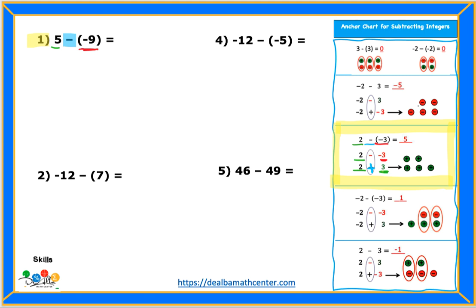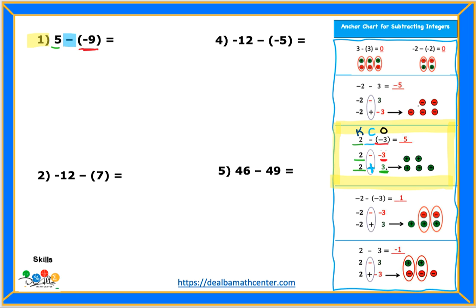So what does that mean? It means that they kept the first integer exactly with the same sign. It means that they changed the subtraction into addition. See that, guys? And then also it means they changed the second integer they're subtracting to its opposite. What is the opposite of negative 3? Positive 3. And then we add just like we always add.